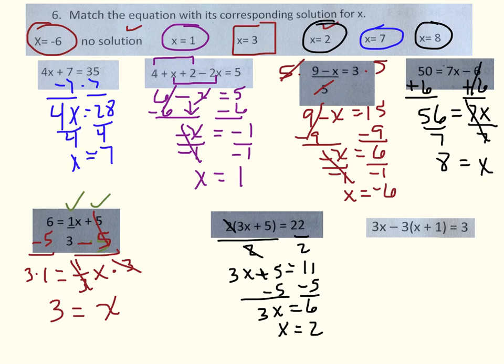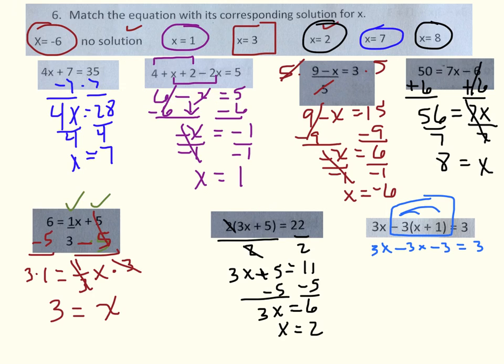Now, the last problem we're going to work is this one here, and it's a little bit longer. Notice that there's a distribution here. So I'm going to go ahead and get rid of that. So I get 3x. Now this is a negative 3x, so that negative 3 times x is a minus 3x. And then negative 3 times 1 is a negative 3. And you're going to bring down the equals 3. Notice we're only distributing this part right here.